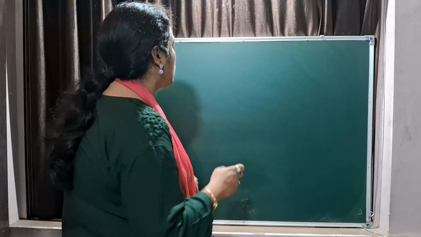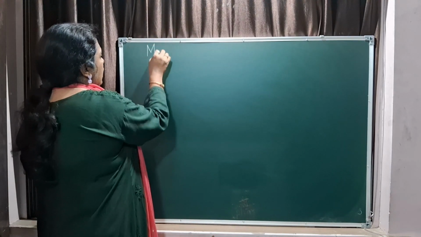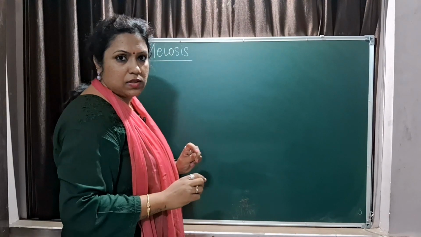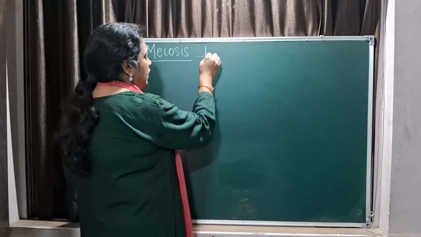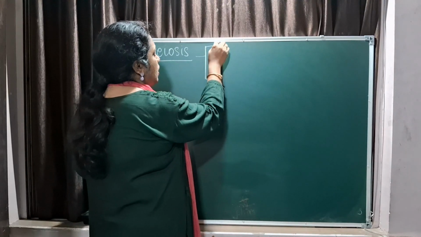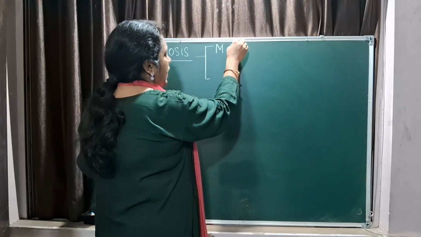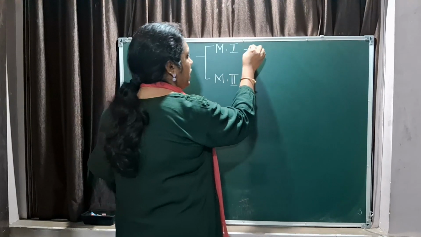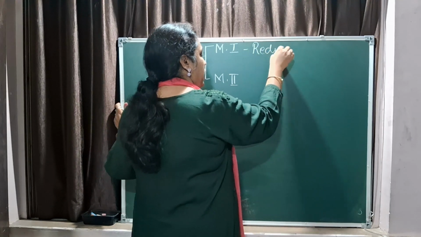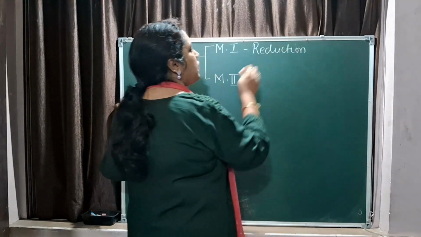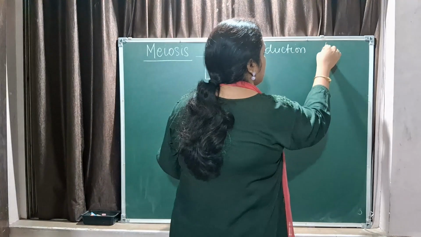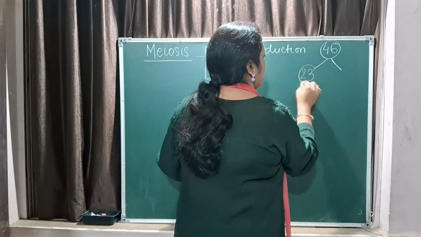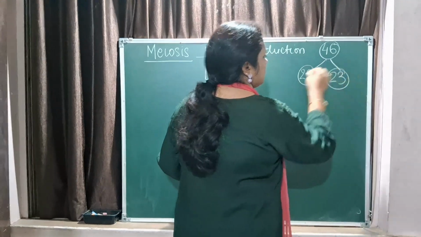Then the next phase is called meiosis. Now, meiosis is not there in your syllabus. In meiosis, you have to remember there are 2 steps: meiosis 1 and meiosis 2. Meiosis 1 is a reduction division in which the chromosome number is reduced to half. If you consider human, 46 becomes 23. This is the reduction division.